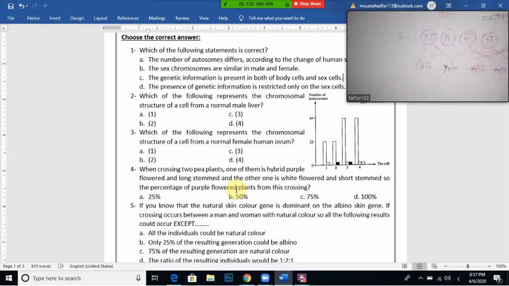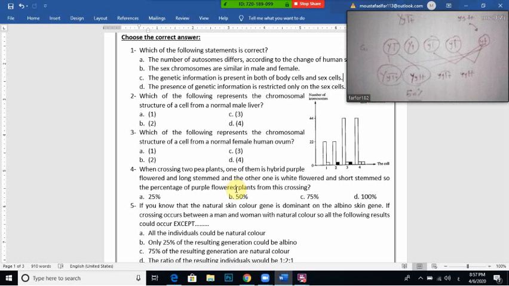So which of them carry purple flowers? Yes, the first and second individuals. So the percentage will be 50%, and 50% of individuals carry white flowers. So the answer will be B. Number 4, the answer is B, 50% carry purple flower plants.